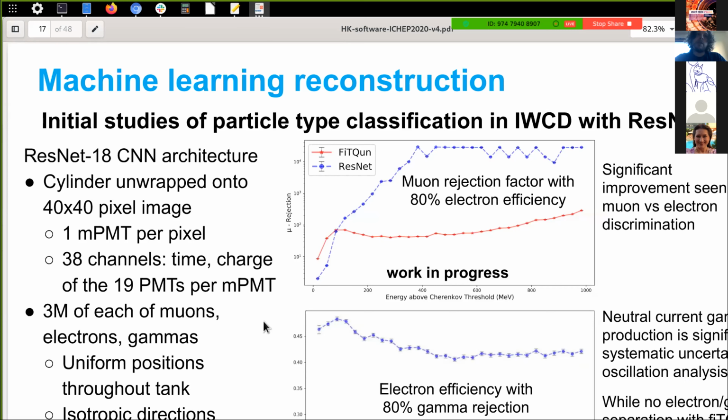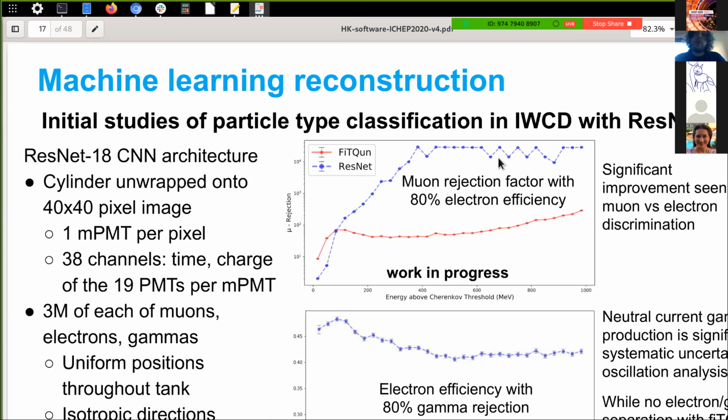So we've unwrapped our cylinder in a fairly naive way just onto a square image, and then pass this into a CNN. And comparing the classification performance of muon versus electron to fiTQun, we see that across almost the entire energy range, we're actually seeing significant improvements now.